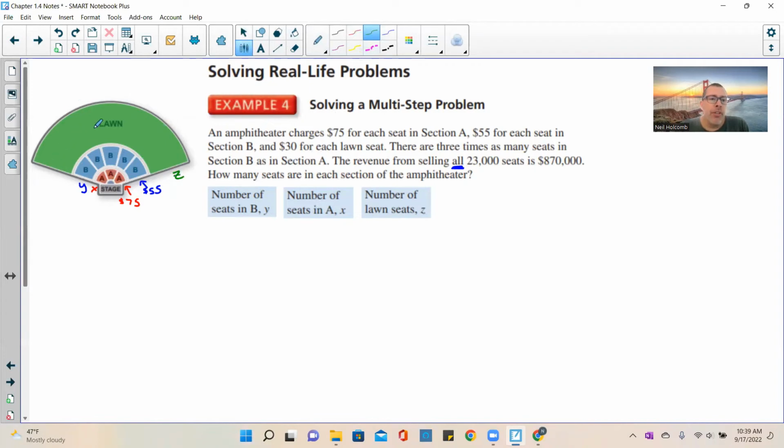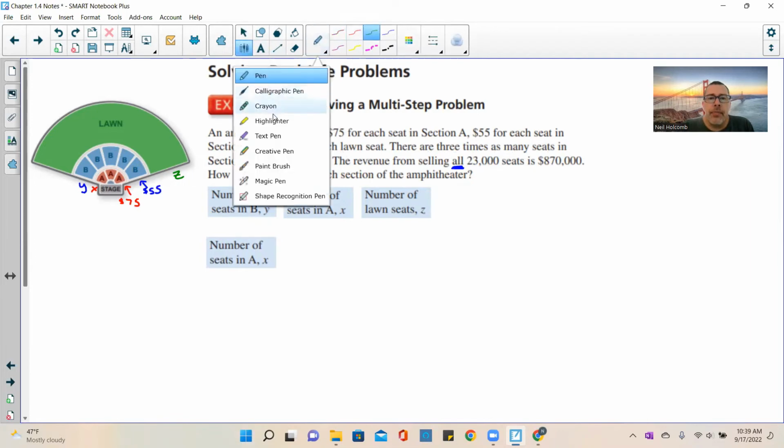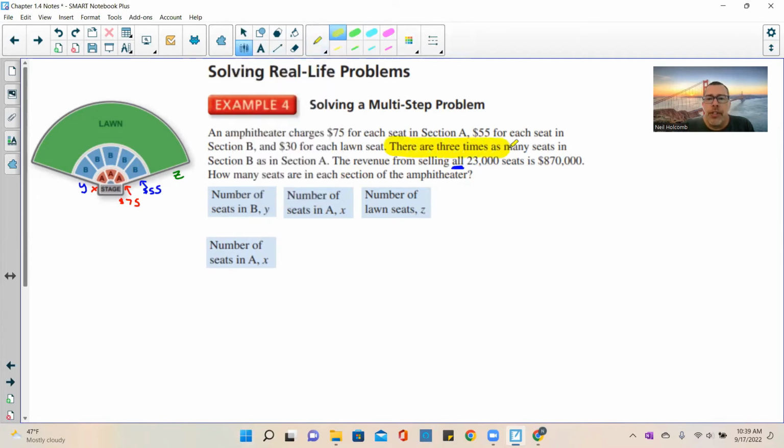We don't know how much the lawn seats are, but we know the price of the section A and section B seats, and we know the maximum capacity, and we know the maximum dollar amount. So we want to set up a verbal equation first, as the book says. We're going to take the number of seats in A, and it says right here, and we need to highlight this, there are 3 times as many seats in B as there are in A.